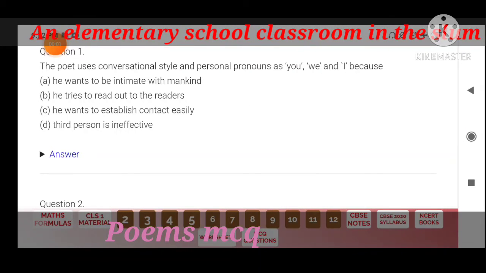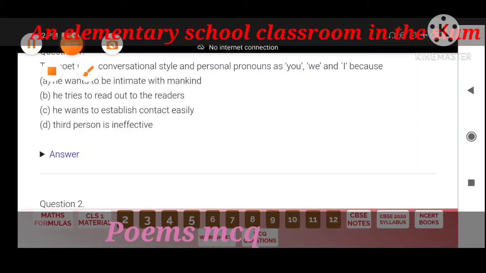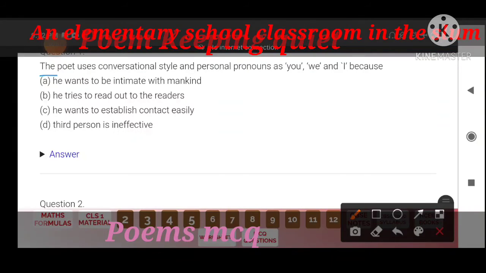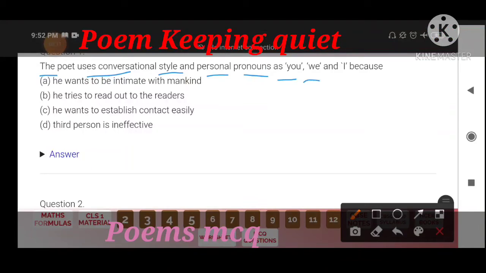So right now we are with poem number 3, Keeping Quiet. First question is, the poet uses conversational style and personal pronouns you, we, I because options are: he wants to be intimate with mankind, he tries to reach out to the readers, he wants to establish contact easily, and third person is ineffective. So your answer is he tries to reach out to the readers.